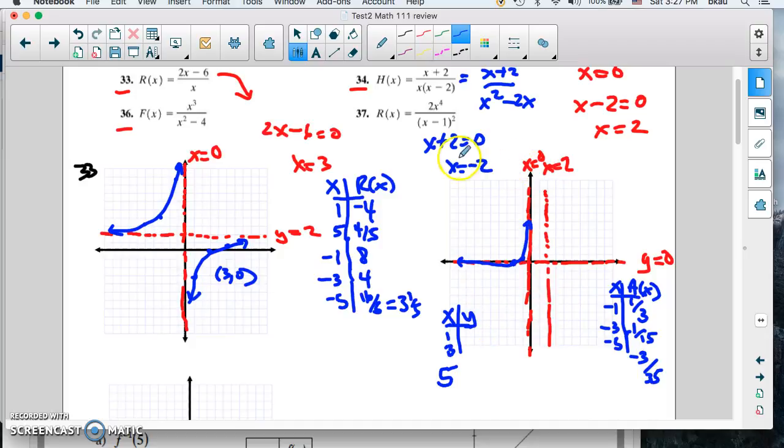All right, let's try 1 here. 1 in this thing is going to give you 3 over 1 times -2. Wait. 1 times -1. So -1. So you get -3. So 1, -3. Okay, that goes here.